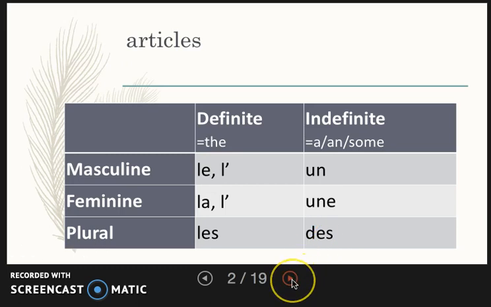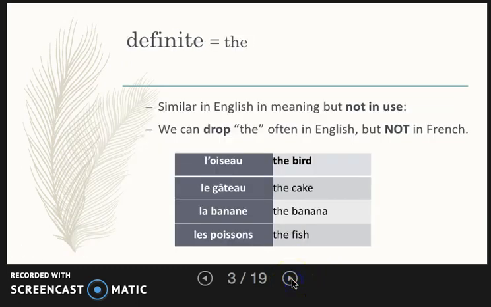But we're going to talk a little bit more about them, particularly separated. So definite articles can mean the, which is very similar in English in meaning, but not in use. And I'll give a couple examples shortly. Because in English, we can drop the, but we can't in French. Now, meaning-wise, again, they're similar, like l'oiseau, l' because the next word starts with a vowel, and it means the bird. Le gâteau, the cake. La banane, the banana. And les poissons, for the fish.